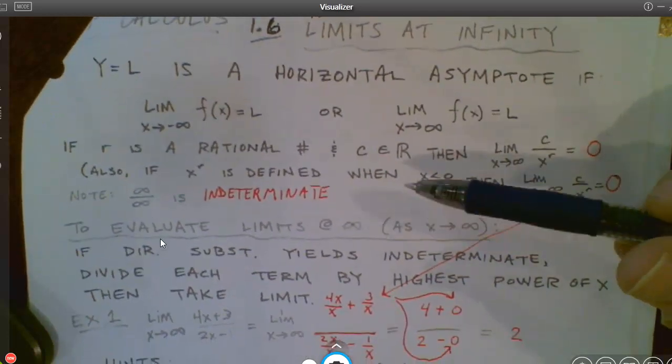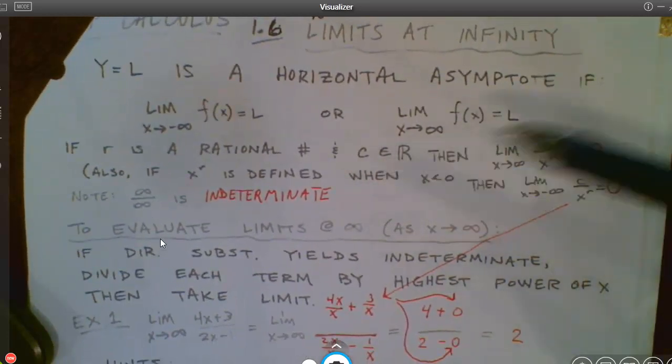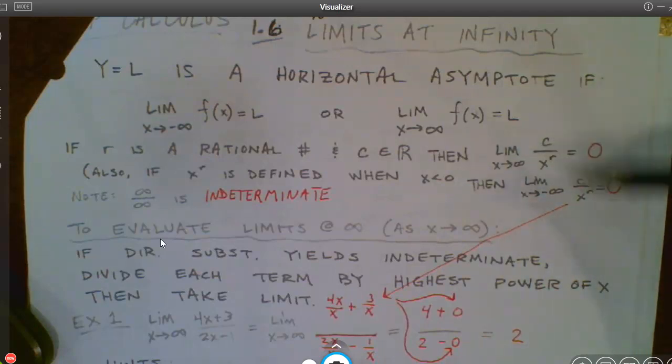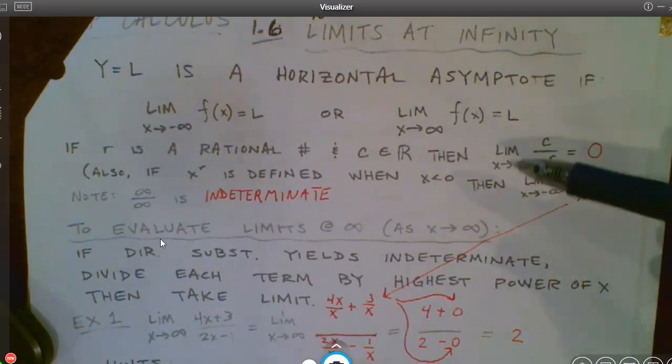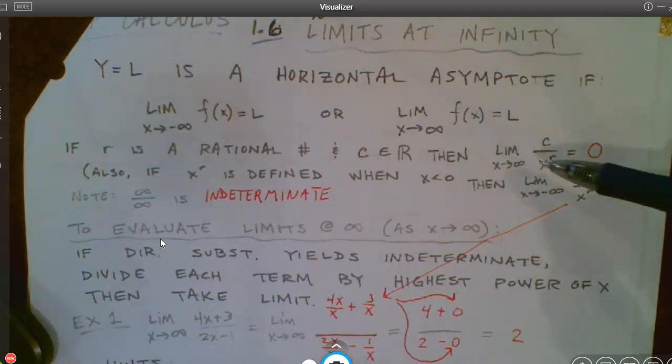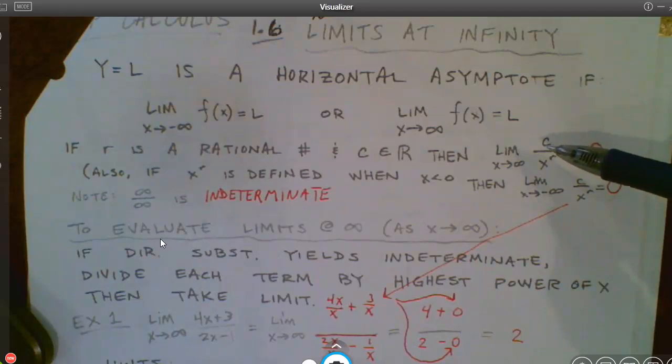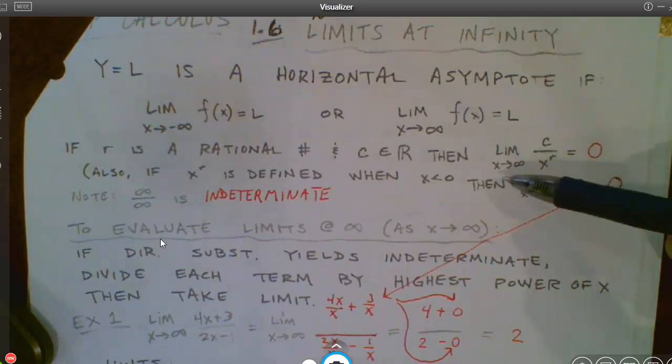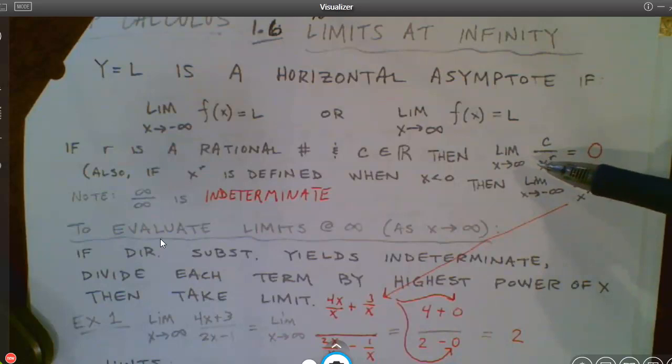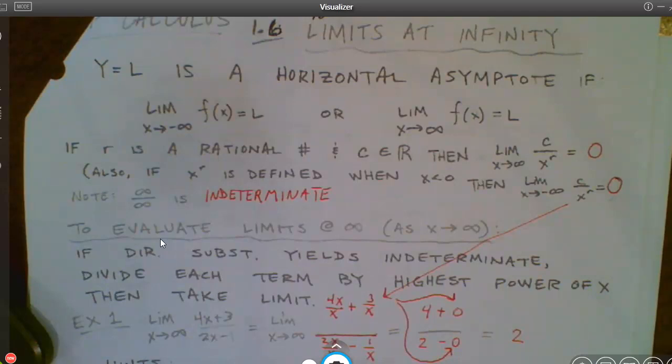So if r is a rational number, and c is an element of the real number system, in other words, c is basically like a constant that we have up there. So the limit as x approaches infinity would be 0 in a case like this where you have a constant on top and your x is on bottom. As x approaches infinity, that basically means your denominator is getting bigger and bigger and bigger. So overall, this fraction would be reaching a value that is smaller and smaller, so closer and closer to 0.